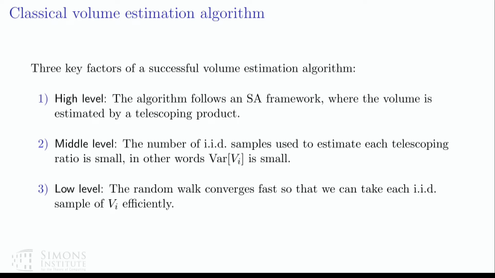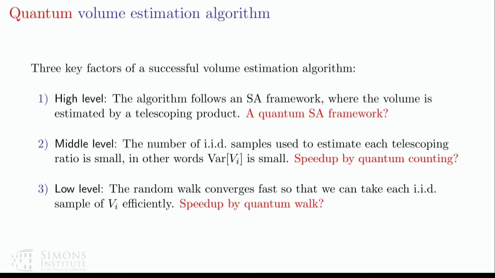So how are we going to think about a corresponding quantum volume estimation algorithm? Maybe we want to ask from the same 3 levels: high level, middle level, and low level. At the high level, a very natural question is whether we can consider a quantum simulated annealing framework. At the middle level, because we are estimating each telescoping ratio, this is really something like amplitude estimation, and maybe we want to ask whether we can give a quantum speedup by quantum counting. And at the low level, the classical algorithm, for instance the hit and run walk, is closely related to previous theories of quantum walks. Maybe we also want to ask whether such a speedup is possible.